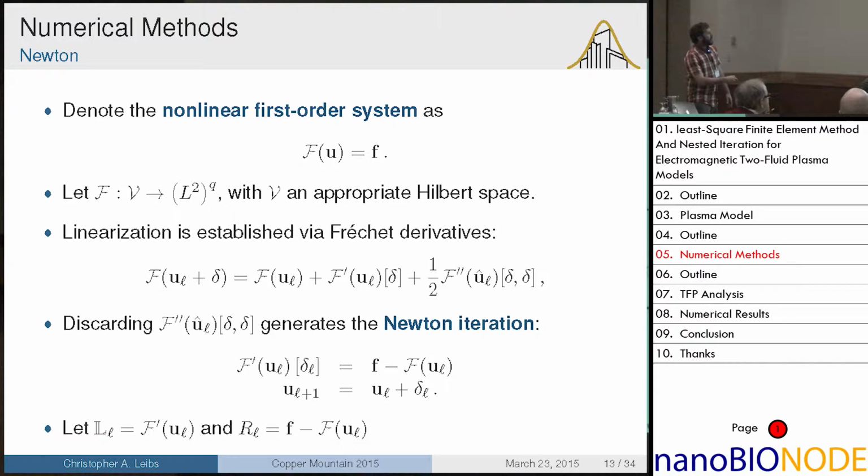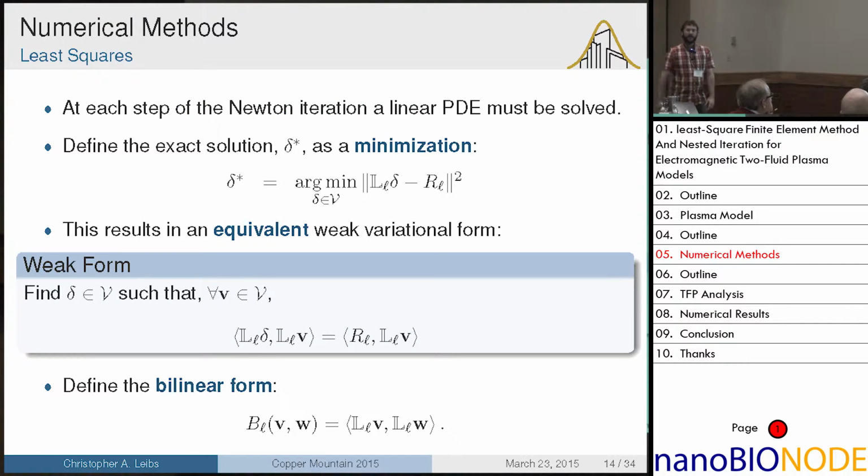And for convenience, just call this F prime down here L and the right-hand side R. We go ahead and use a least squares approach for solving this, where really we're taking an argmin of delta in some sort of V space here. And this is equivalent to the weak form down here. This is all standard finite element theory, where what we end up with is this bilinear form on the left, and that's really what we want to look at for a second.